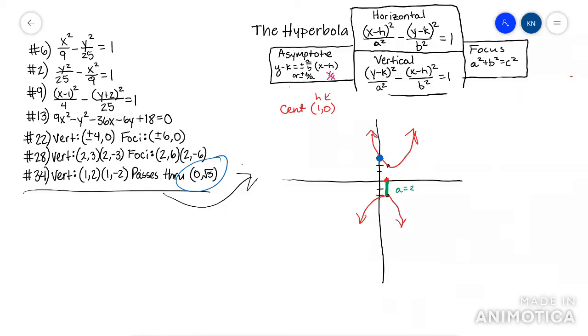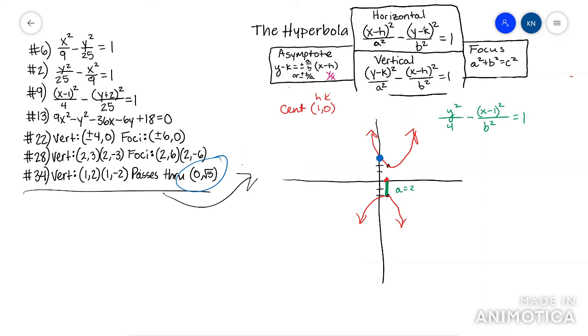So I'd probably take this equation right here, and I'd be like, okay, y minus k. K is 0, so it's just y squared on top. I know a squared because a is 2, so a squared has to be 4, minus x minus h, so (x minus 1) squared over, I don't know what b squared is. I know it equals 1.